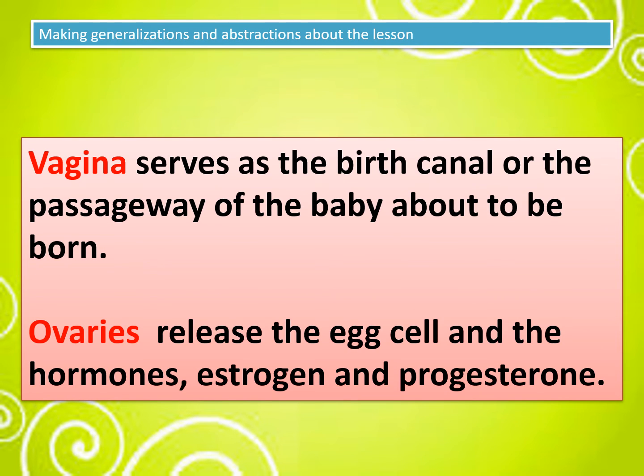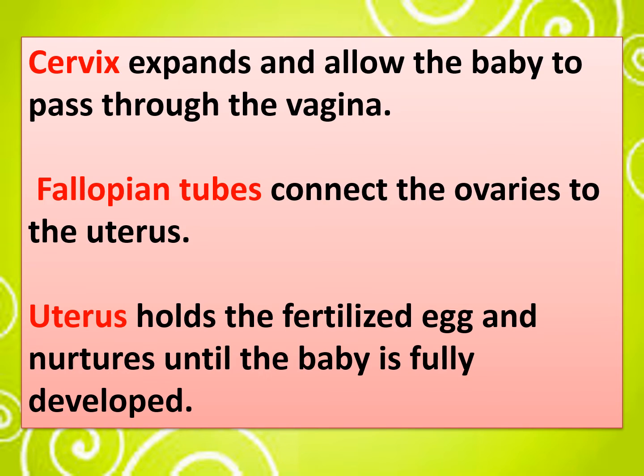Okay? The vagina serves as the birth canal, the passageway of the baby about to be born. Ovaries release the egg cell and the hormones estrogen and progesterone. The cervix expands and allows the baby to pass through the vagina. Fallopian tubes connect the ovaries to the uterus, and the uterus holds the fertilized egg and nurtures it until the baby is fully developed.